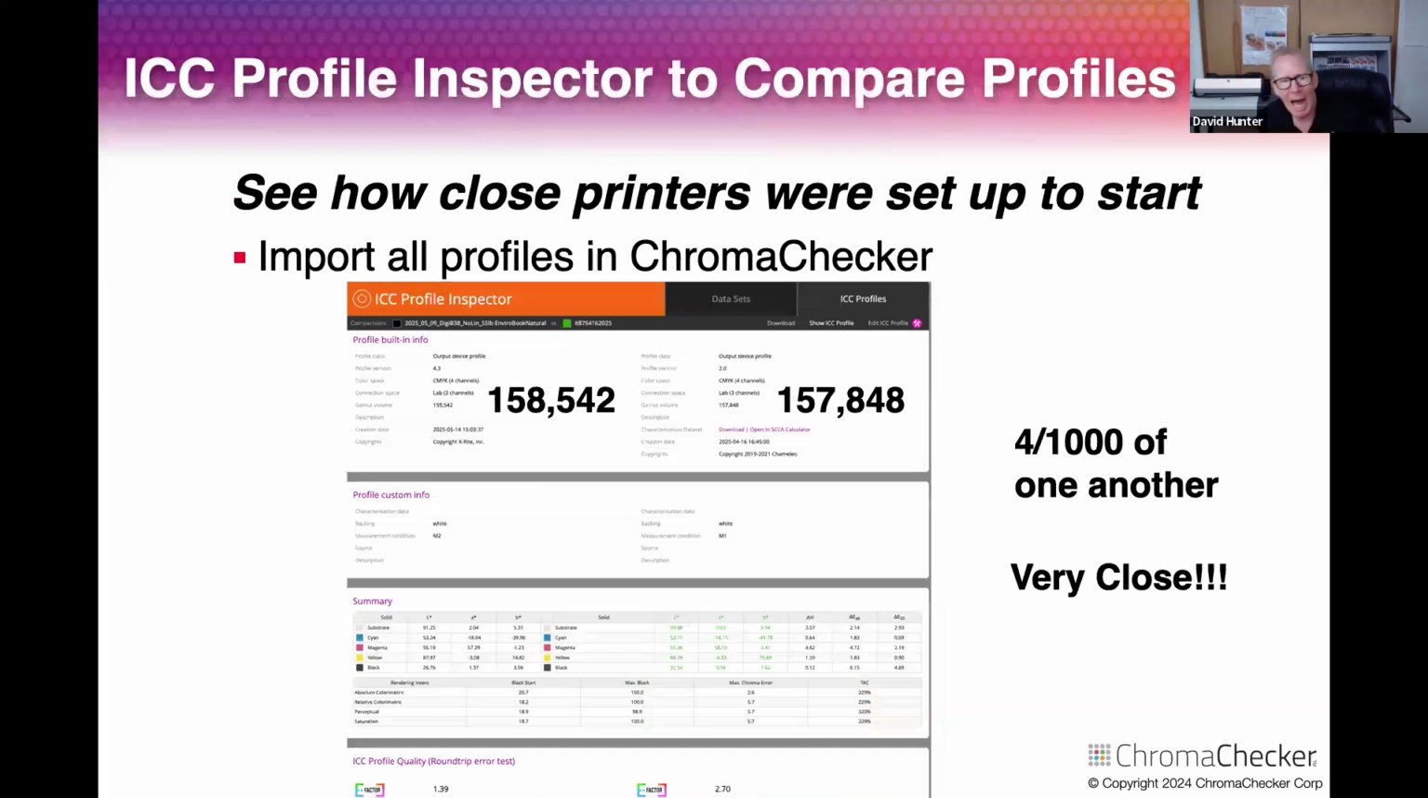And by the way, as I was doing this, I also looked at the gamut volume, because the gamut volume will give you a good indication of how the printer was set up, if they had the same ink limits and so forth. And one was 158,000, one was 157,000. So 1,000 apart, which I was thrilled to see that. But again, more important to look at the data.